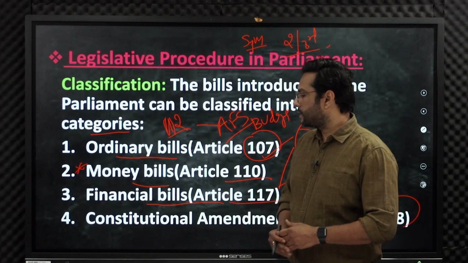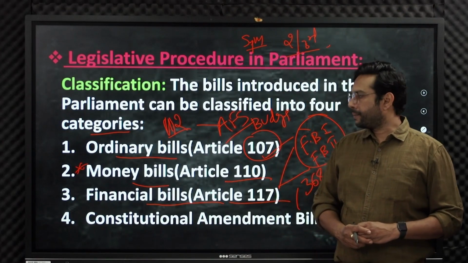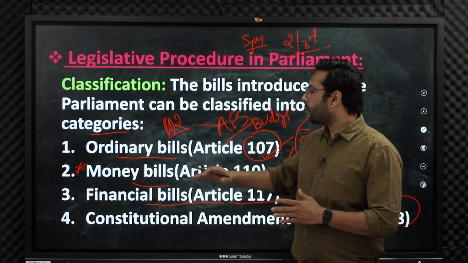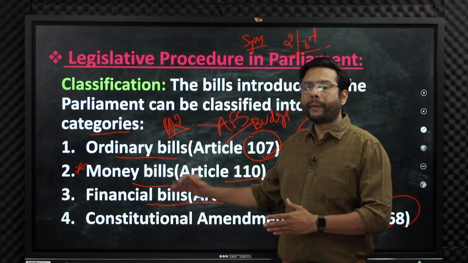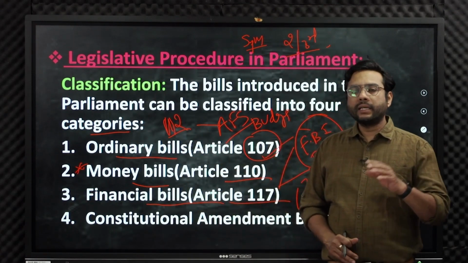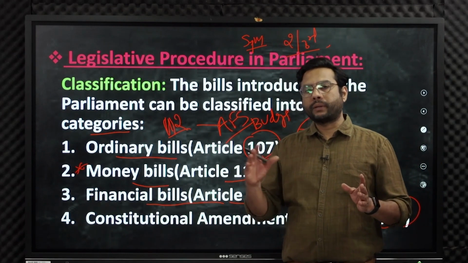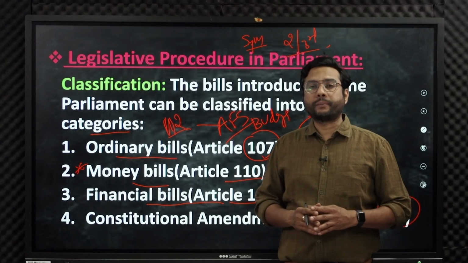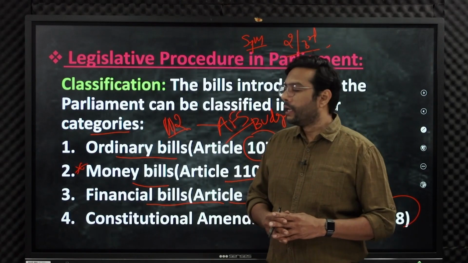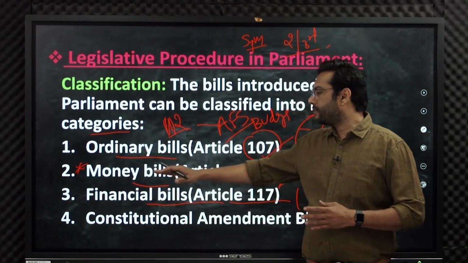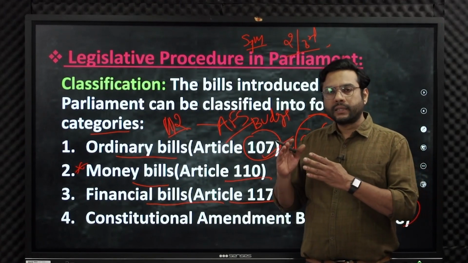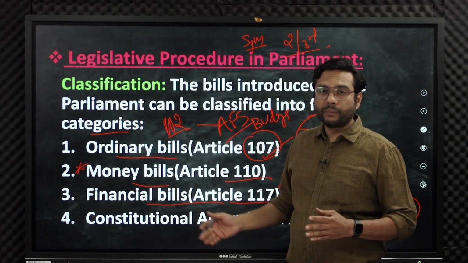So these are the classifications of the bill, and we'll discuss these things in detail. A lot of understanding needs to be built on these bills. One thing is we need to compare public bill and private bill. Then we need to understand various ordinary bills and the procedure followed in the parliament. We also need to understand the difference between money bill and ordinary bill, and the difference between money bill and financial bill.